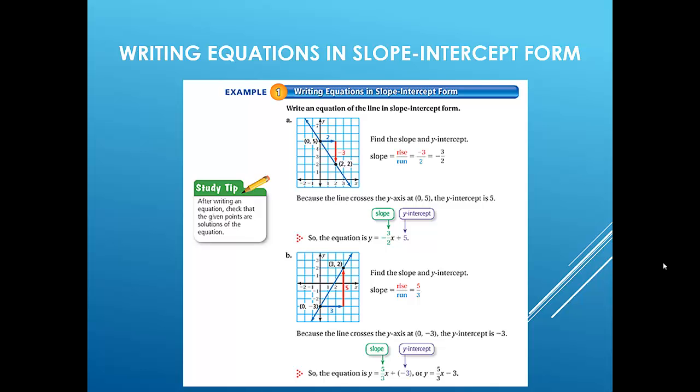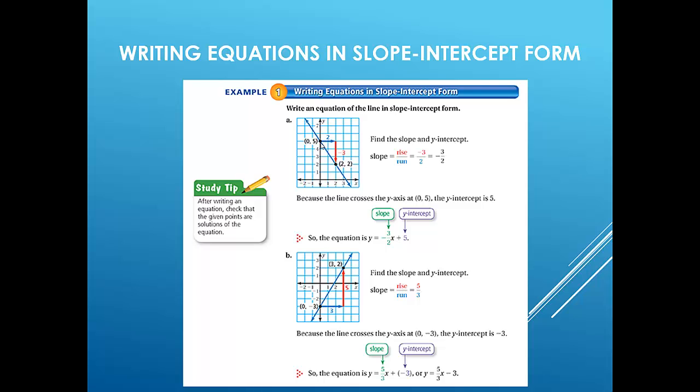For our first example, we're writing equations in slope-intercept form. Write an equation of the line in slope-intercept form. We have the graph of our equation. We need to find the slope and the y-intercept. First we can start with one of our points, which is (0, 5), and we can use another point, which is (2, 2), to find the slope.